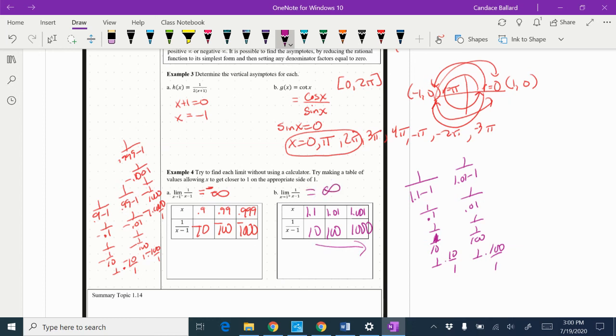And we know that that means that there is no limit. The limit doesn't exist overall in this one, because actually it goes to infinity in both cases. So we would say that the limit as x approaches 1 of 1 over x minus 1 does not exist. And that's it for today's lesson.